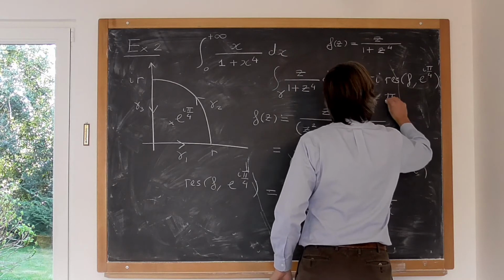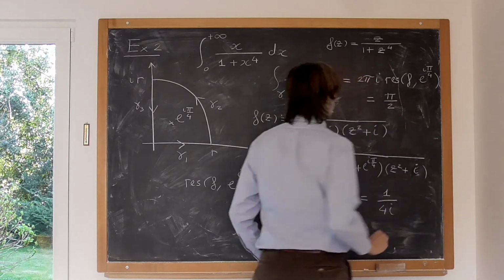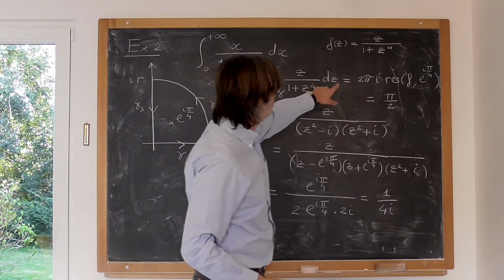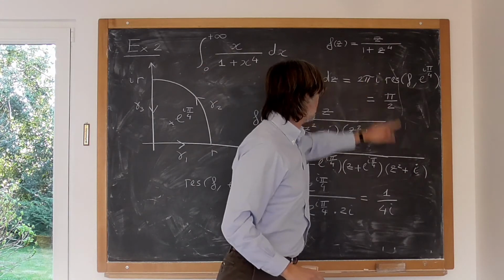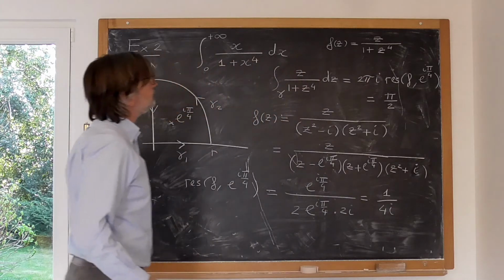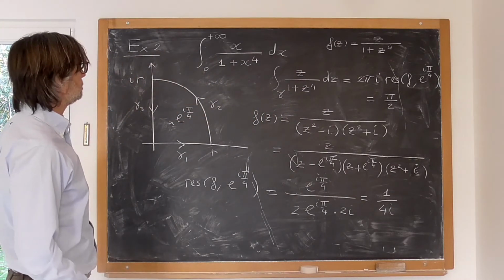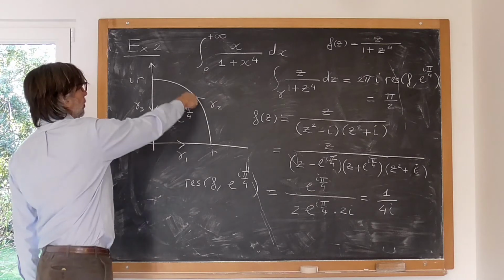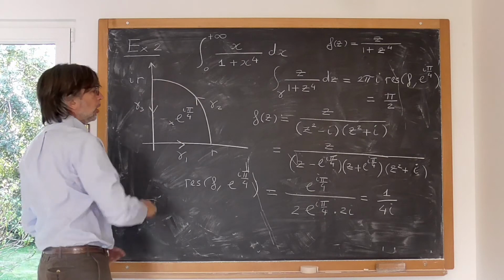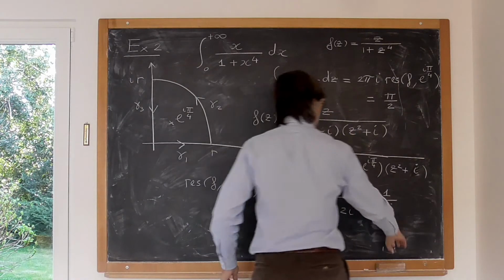Okay, so the value of the residue is 1 over 4i, and we conclude that our integral has the value pi over 2. Okay, 2 pi divided by 4, and i cancels out. Pi over 2. Okay, so this is the value of the integral over the whole contour. Let's keep it here.